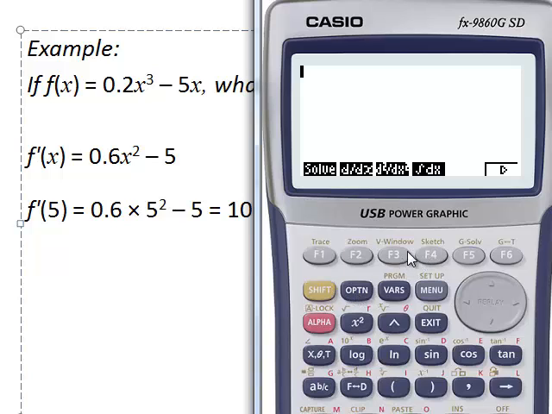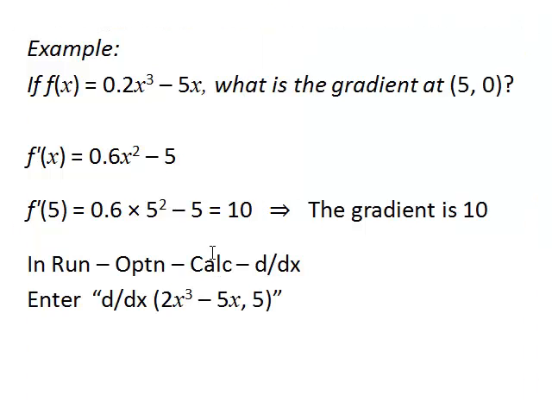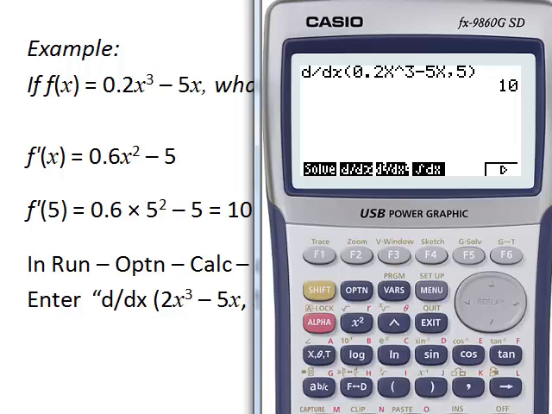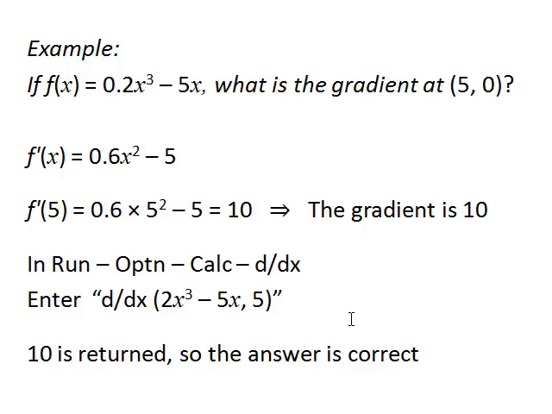Options, Calculus, and then F2, which is ddx, because ddx is differentiation, and I type in the original function. Very important, the original function: 0.2x to the power of 3 minus 5x, at x equal to 5, close my brackets, and there's my answer, 10. Run, options, calculus, ddx, type in the original function, 5, get my answer, 10, and that's good because that's the correct answer.